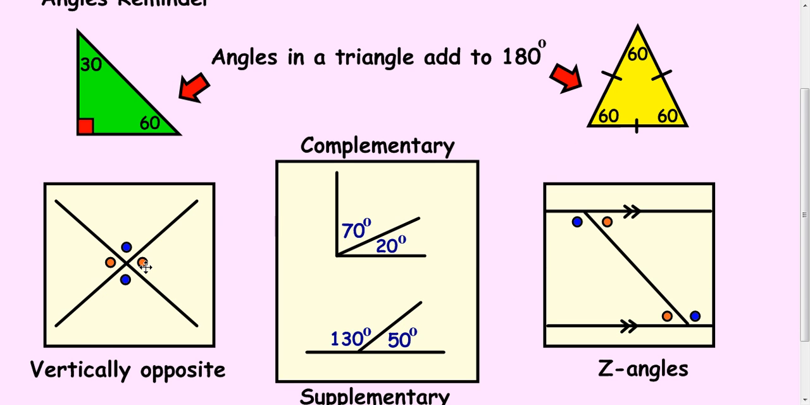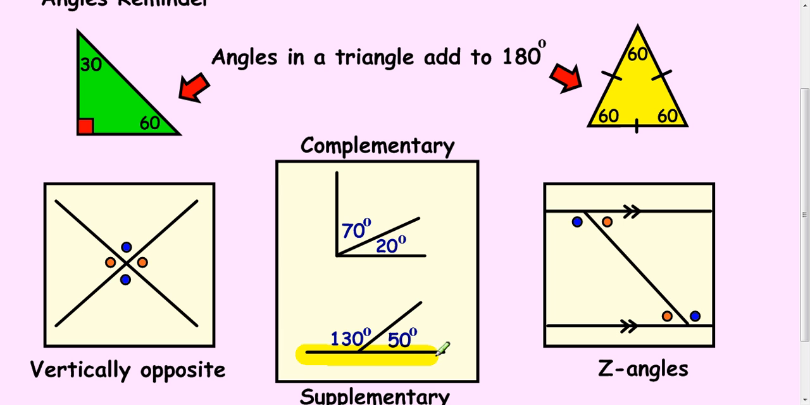Vertically opposite angles are equal. They happen when two straight lines cross at a point. So these two sides of the angles are the same, and these two angles are exactly the same. Look out for angles that make 90 degrees and that are split into two. These are called complementary angles. So if I know the 70 here and I knew this was a right angle, I could do 90 take away 70 to get the 20.